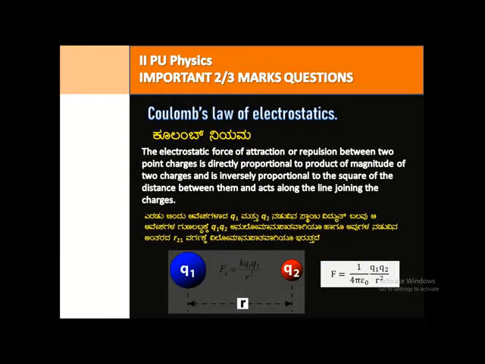Next, Coulomb's law of electrostatics. They may ask to state or state and explain. The statement is like this: the electrostatic force of attraction or repulsion between 2 point charges is directly proportional to the product of magnitude of 2 charges and inversely proportional to square of the distance between them, and acts along the line joining the charges. And the expression is F is equal to 1 by 4 pi epsilon naught Q1 into Q2 divided by R square.